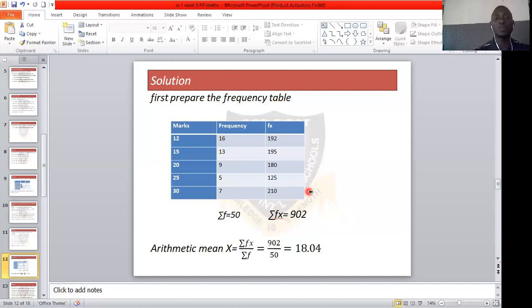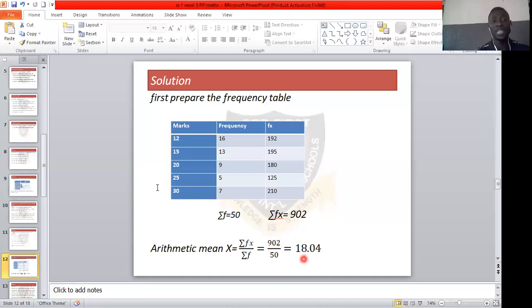So the sum of the product of this is 902, divided by the sum of the frequency, which is 50. So this is the formula. Arithmetic mean, represented as x bar, is equal to the sum of the product of the frequency and the mark over the sum of the frequency, which is 902 divided by 50, which gives us 18.04.